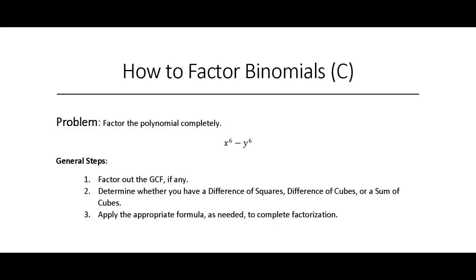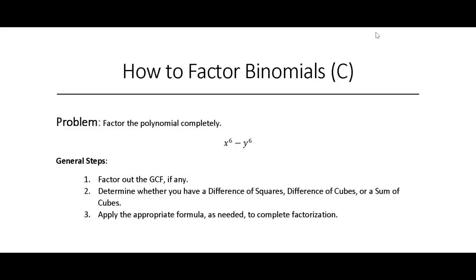How to factor binomials. Example C. Factor the polynomial completely. We have x to the sixth power minus y to the sixth power. As always, factor out the GCF, if there is any. From our two terms here, it doesn't look like there is a GCF, so we're going to move on.